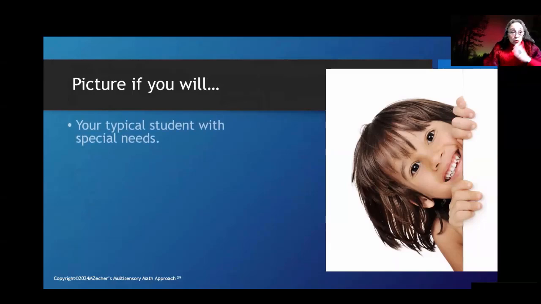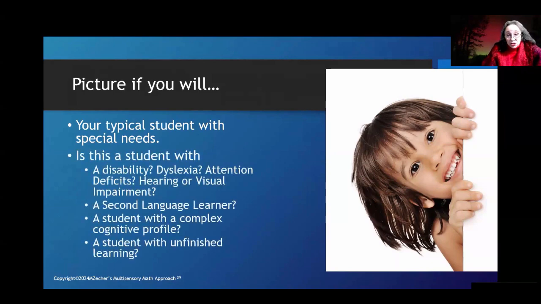So picture, if you will, your typical student with special needs. It might be in your inclusive setting. Is this a student with a disability, with dyslexia, attention deficits, executive function problems, hearing or visual impairment, second language learner you're teaching in English and maybe they're doing the math computationally in their home language, a student with a complex neurological profile or cognitive profile?